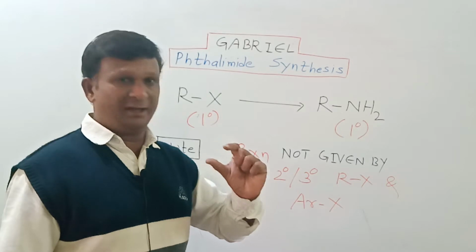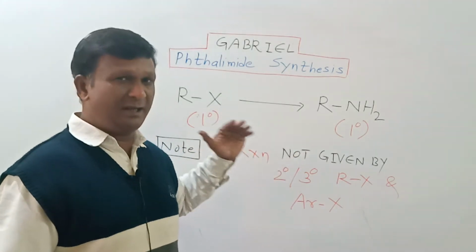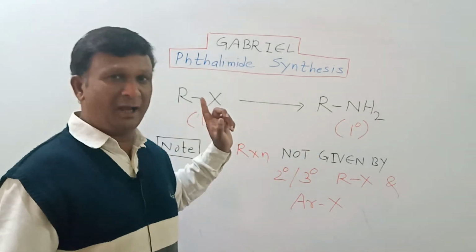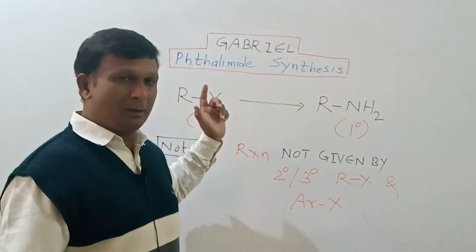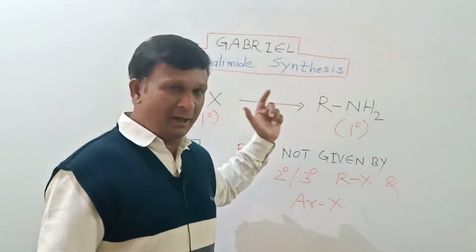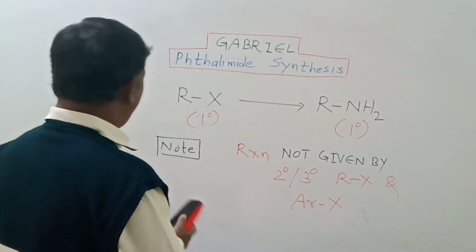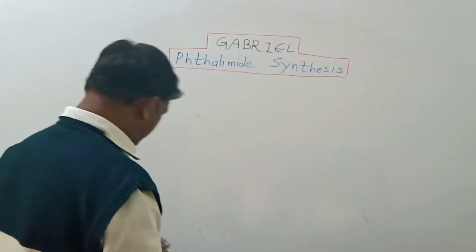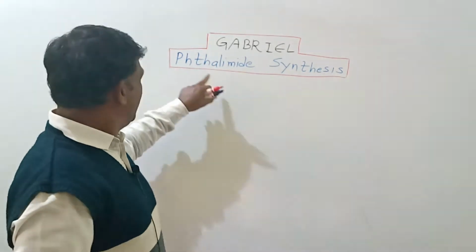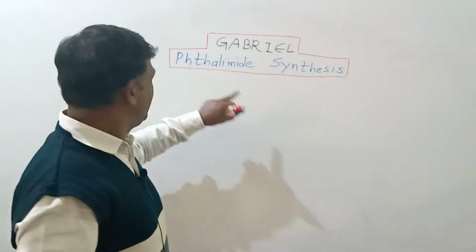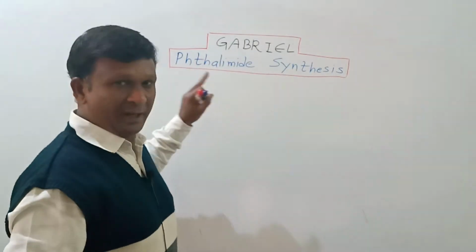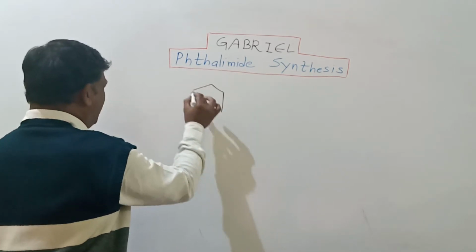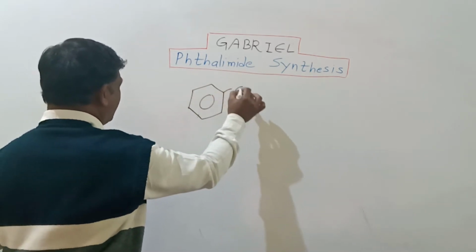So please keep this point in mind that this reaction is given only by the primary alkyl halides and it is used for preparation of primary amine. Now let us look at the reaction scheme. As the name indicates, there is use of a very important chemical compound called phthalimide. So the starting material is phthalimide, which has this structure.